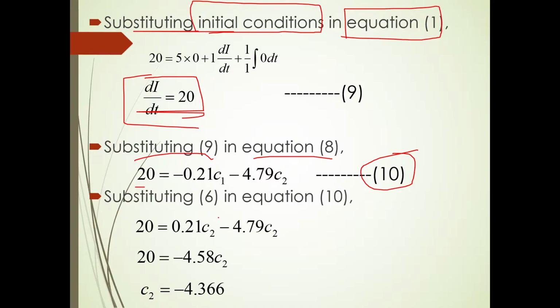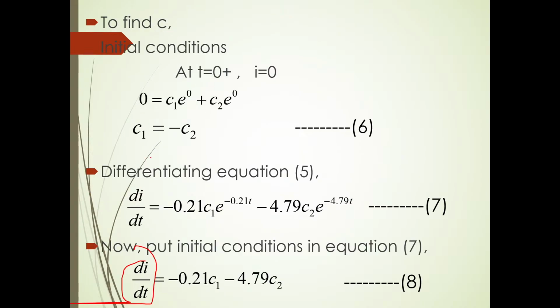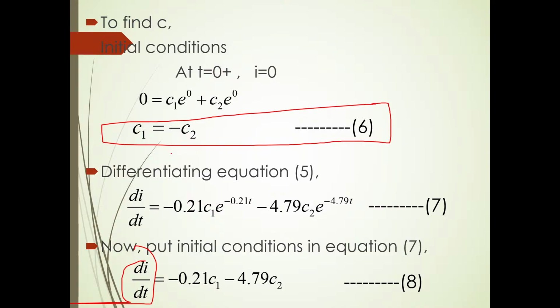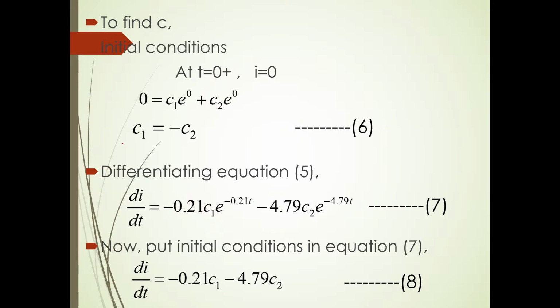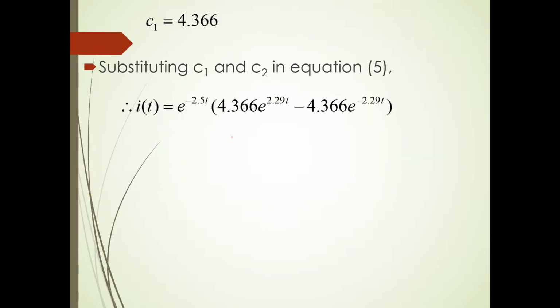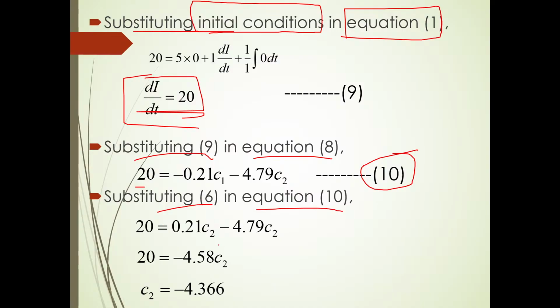Now substitute equation 6 in your equation 10. What is equation 6? Go back. We might have substituted this earlier, but I didn't substitute. So equation 6 is C1 equal to minus C2. Substitute that in equation 10, so wherever C1 is there, you can write minus C2. Then you will get 20 equal to minus 0.21 C2 minus 4.79 C2. Simplify it: 20 equal to minus 4.58 C2.